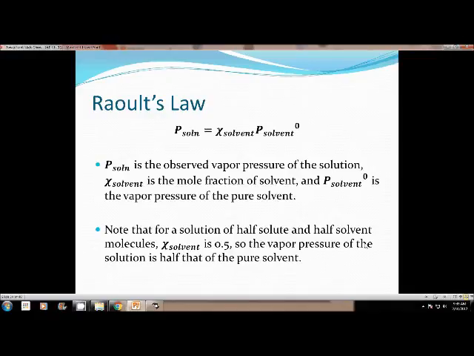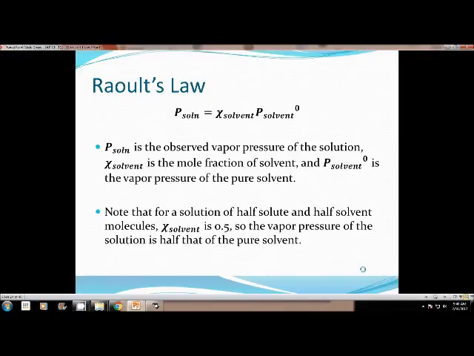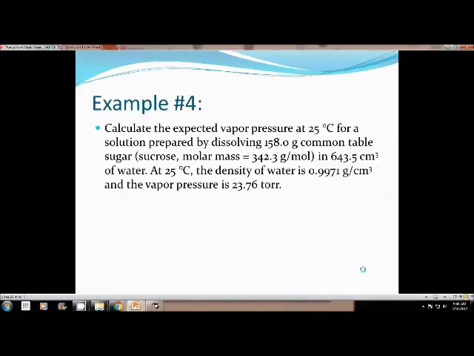That's just something that you could know, but if you don't remember that, you can always just solve for the mole fraction and then figure that out later. So we're going to do example 4 to use this equation first. But I do want to point out that the solute is always the thing given with less.